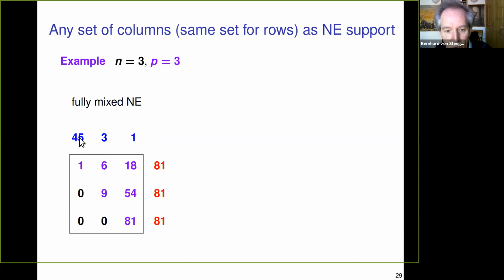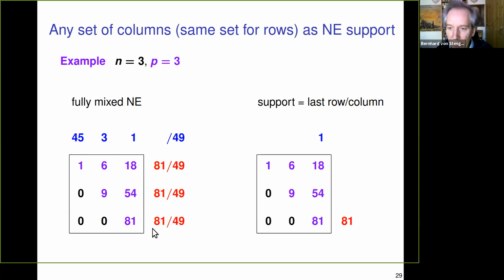And then I have now given weights 1, 3, and 45 to the columns, such that each row has equal payoff. Well, I need to divide by the sum in order to make this a probability distribution. So I've here created a fully mixed equilibrium. But the same story can be done with any game.